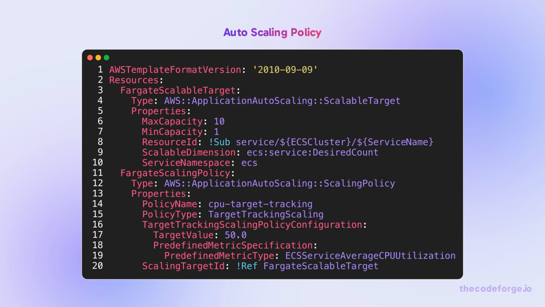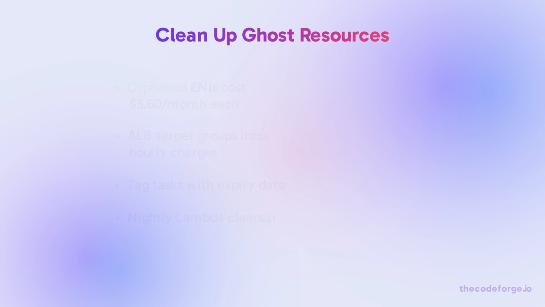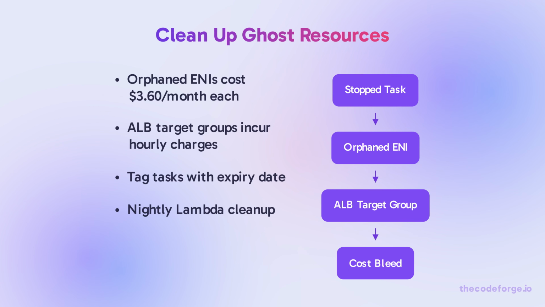Setting min capacity too high wastes money. Use scheduled actions to drop to 0 at night for dev environments. Fargate tasks that complete exit instantly, but their associated resources linger. ENIs, CloudWatch log groups, and ALB target group registrations remain orphaned unless explicitly cleaned.